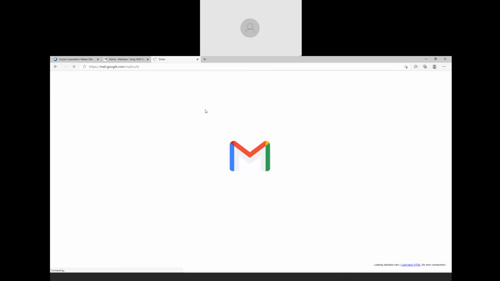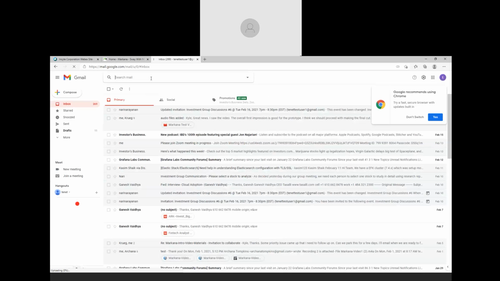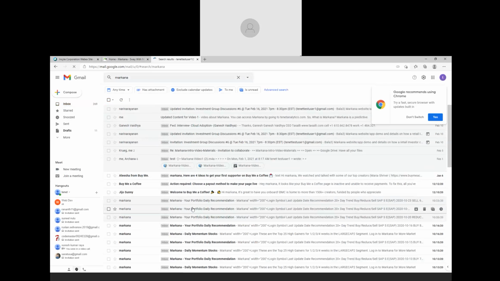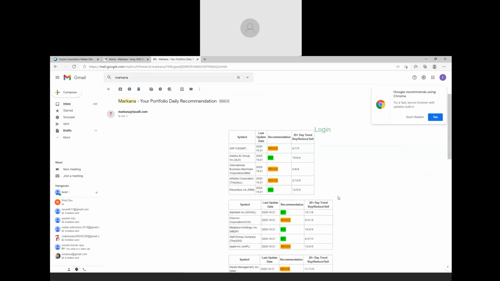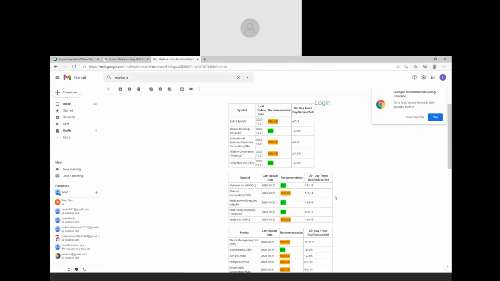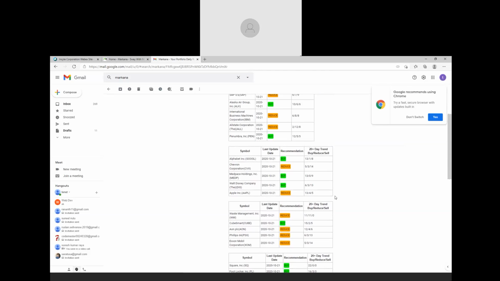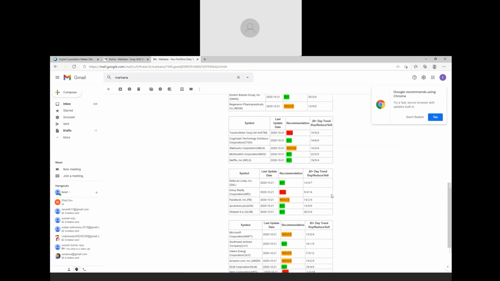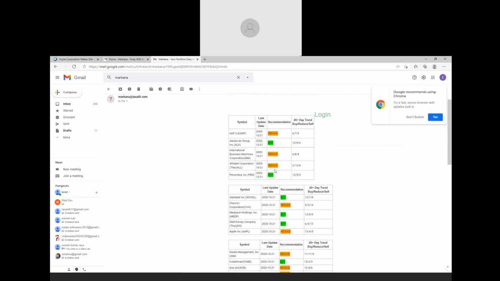This is going back in the past. So if you look at this, forget the formatting, but this is how the email will look like. So this is a portfolio of 20 stocks. Well, in this one, there is more than 20 stocks. So this email came on 21st of October, and it gives you a recommendation as of that day, and it also gives you a 20-day trend on whether it's a buy or a reduce or a sell.